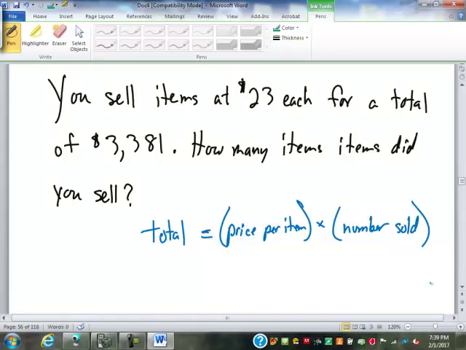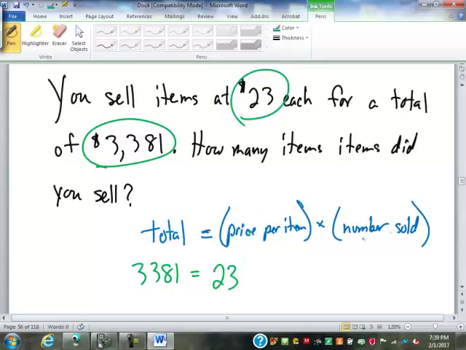So which of those do we know? Do we know the total? Yes, $3,381. Do we know the price per item? $23 each. Well, we better not know the number sold, or this isn't a very interesting problem, is it? So the number sold is what we're looking for. How many items are sold? So I'm going to put in a variable for that. What letter do you want to use for the variable? N. Okay, so 23 times N.